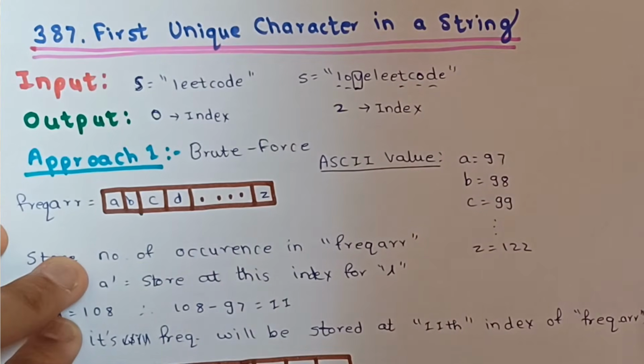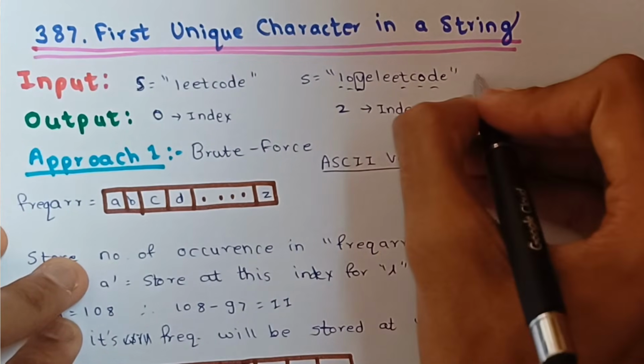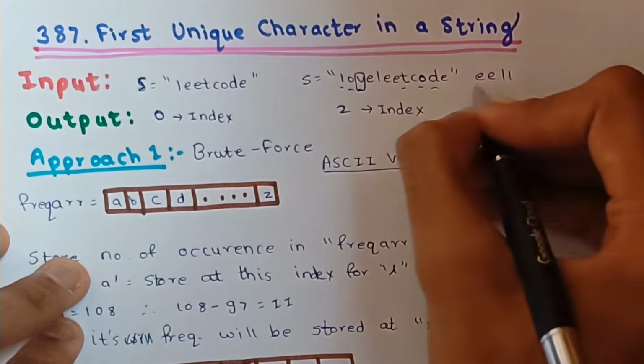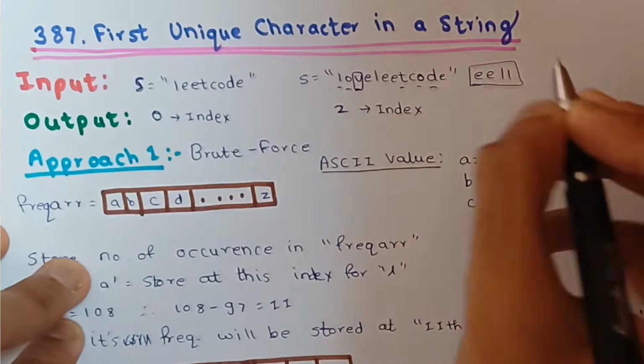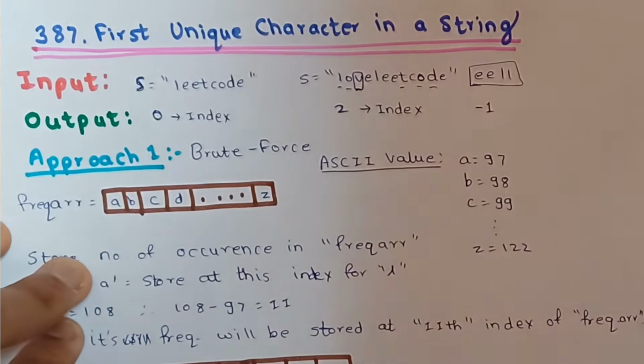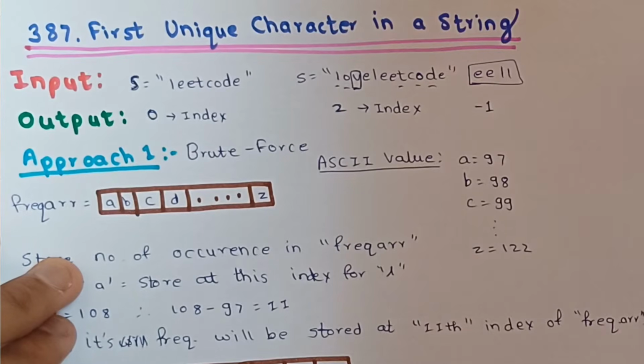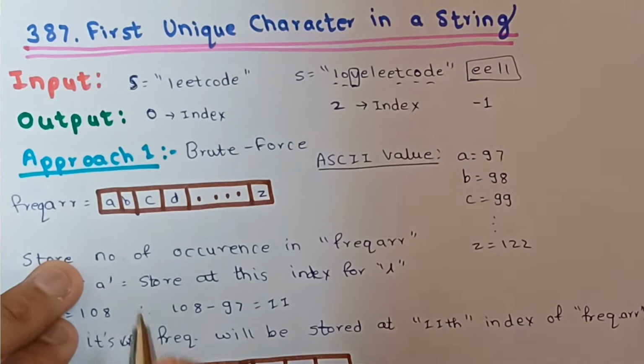And if it does not contain any unique character, for example "EELL", it does not contain a unique character, so we will return -1. So this is the problem statement. So let's understand the approach. First approach is a brute force approach.